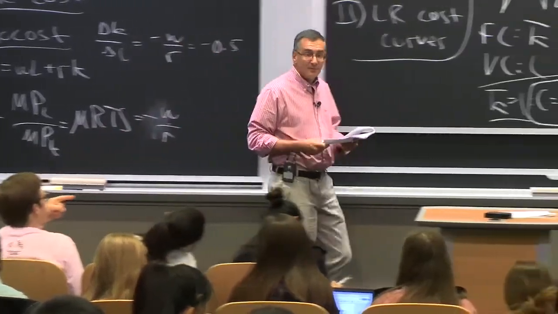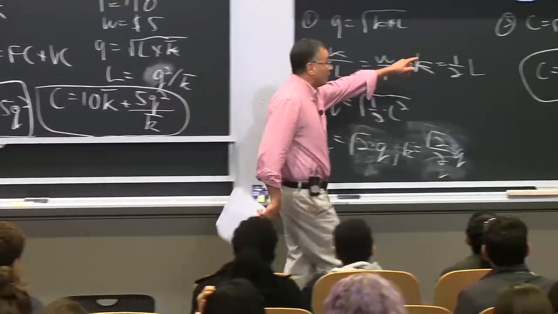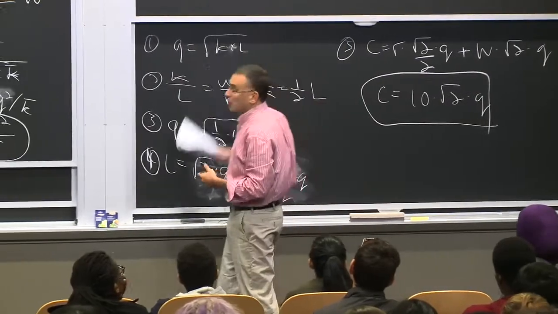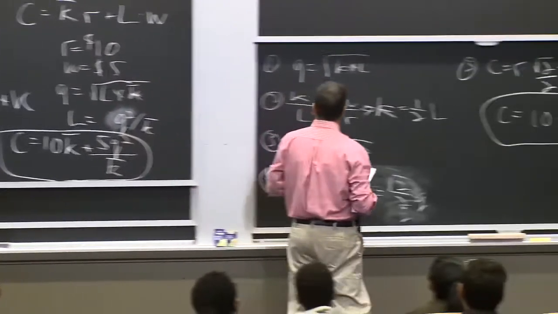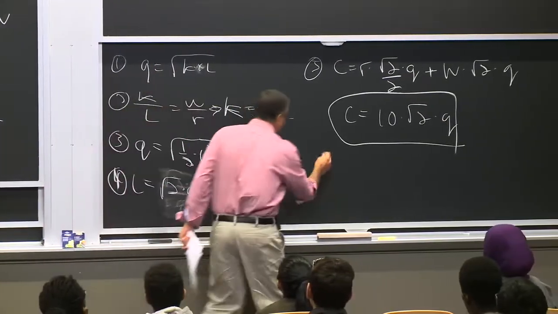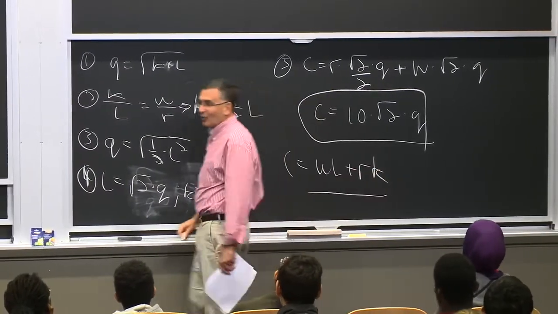So is that generally true? You mean this particular functional form? No. This is all dependent on that production function I wrote down. What's generally true is this: in the long run, C equals WL plus RK. That's what's generally true.